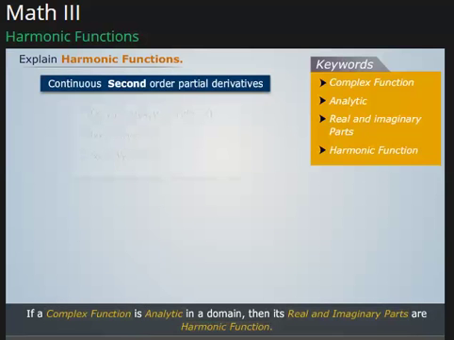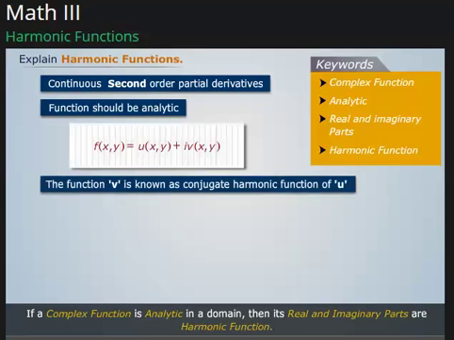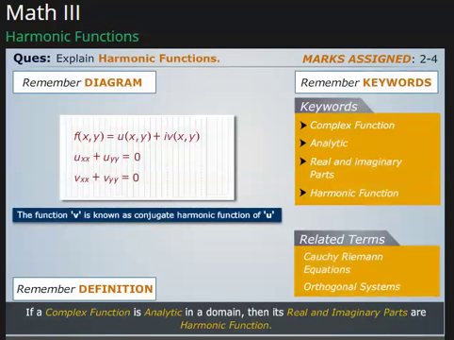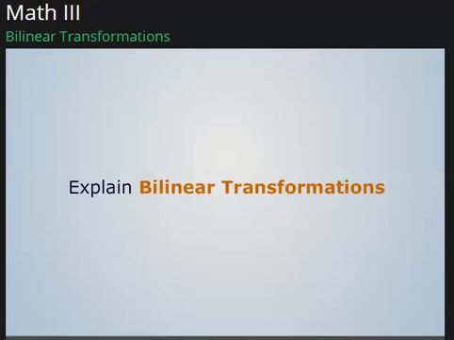The necessary conditions for a function to be harmonic are, the function v is known as conjugate harmonic function of u. The conjugate harmonic function for a given function can be obtained using Cauchy-Riemann equations. The related terms are, explain bilinear transformation.